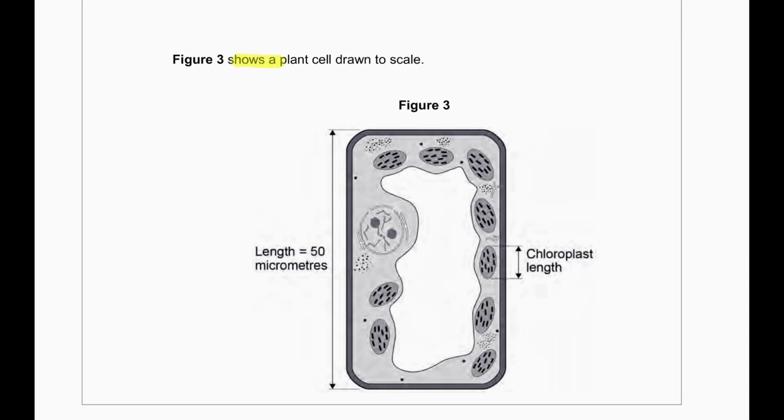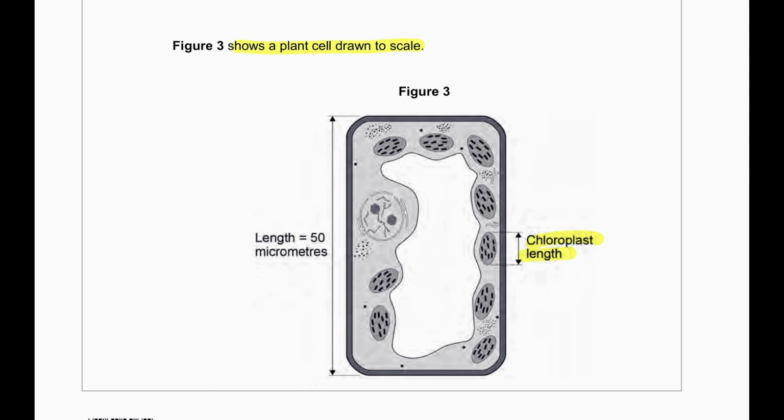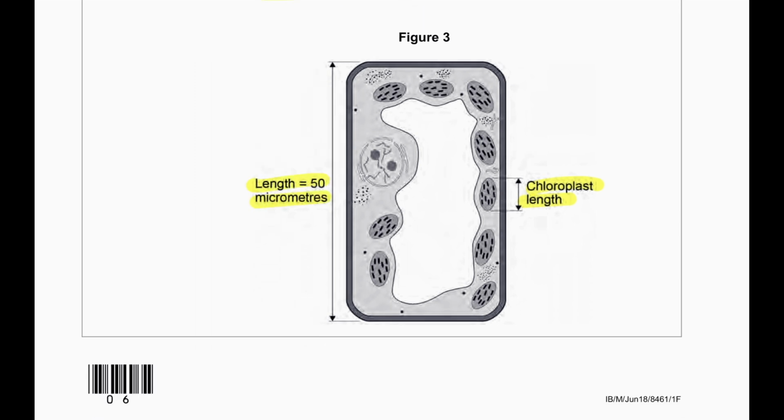Figure 3 shows a plant cell drawn to scale. Okay, we can see the chloroplast in length. We can see the length of the entire plant cell to be 50 micrometers. So it is going to be 50.